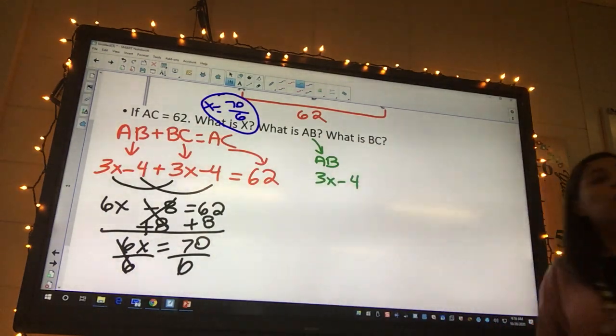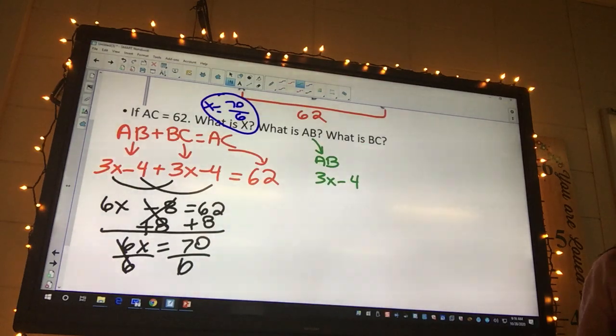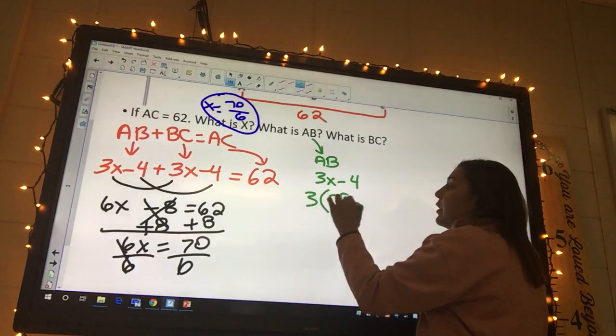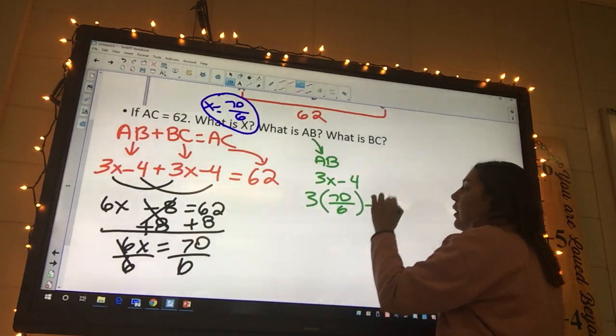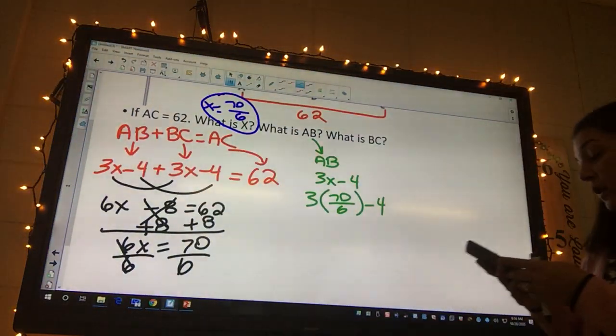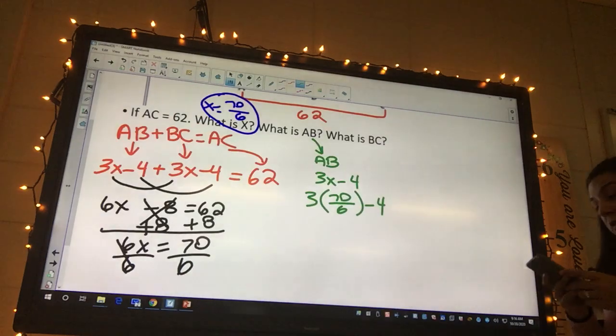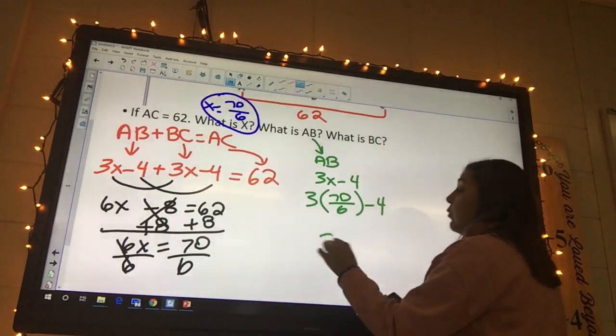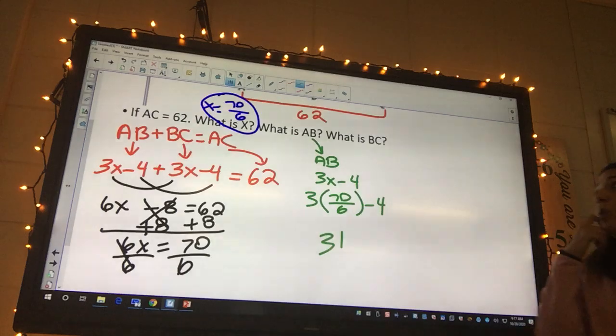Okay, and we know, what is our x value? 70 over 6, so we would plug that in. And normally it's going to be some nice number, okay? So I'm just going to type this in on the calculator to give us a better number. But 3 times the x, so 70 over 6. And then we got minus 4. And it gave us 31. So AB is 31.